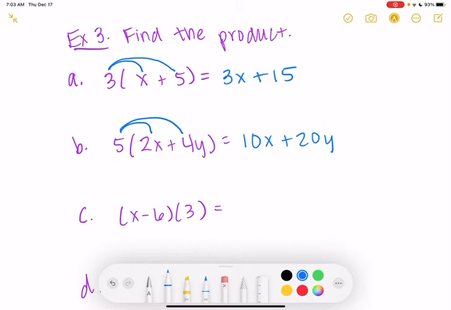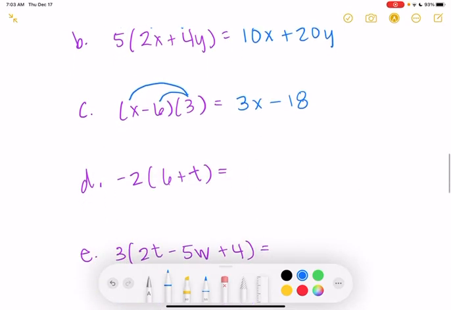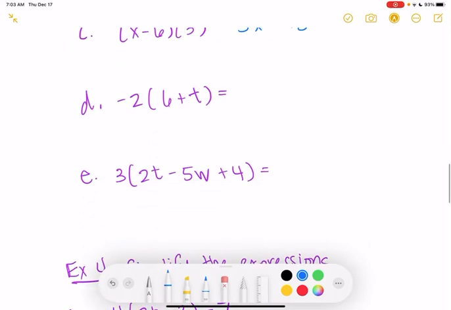This one looks a little bit different, but we can still make it work. Let's take this 3 and apply it to the x first. So we have 3 times x is 3x. 3 times a negative 6 is a negative 18. So we write 3x minus 18. Okay, now go ahead and try these two. Try D and E and come back when you're ready.